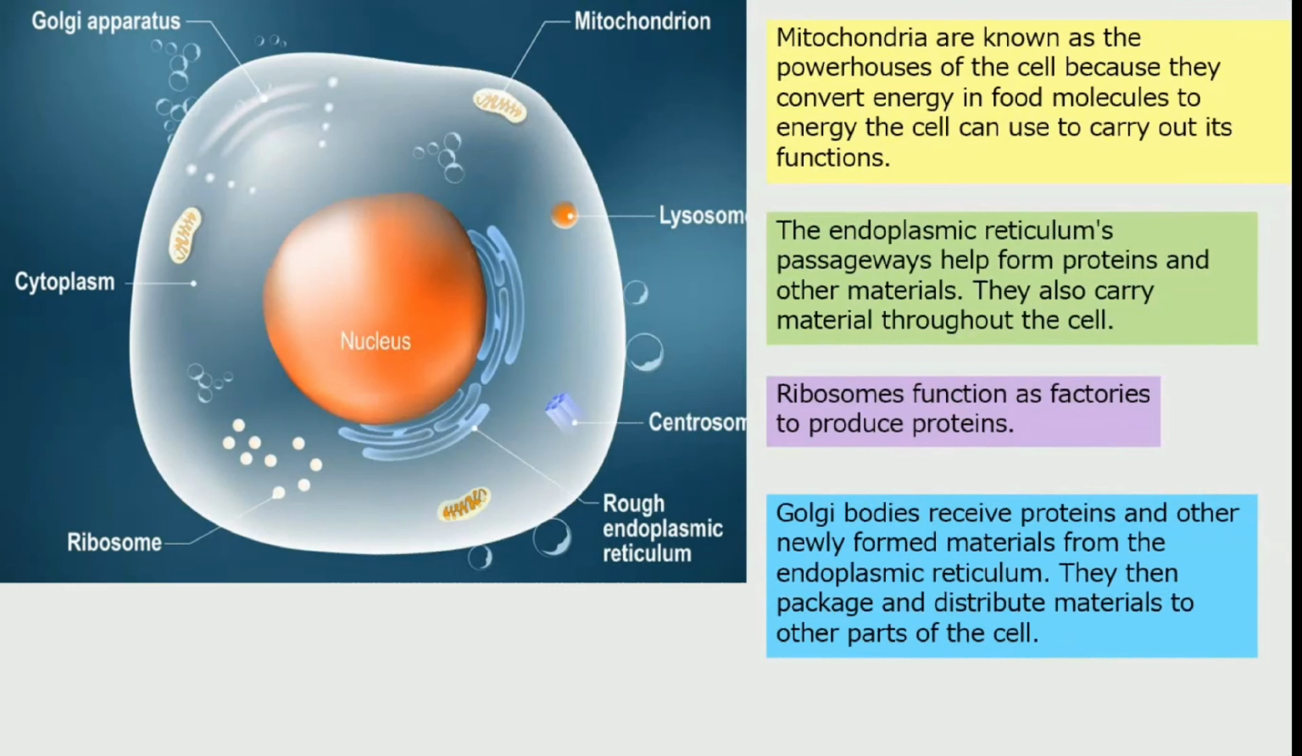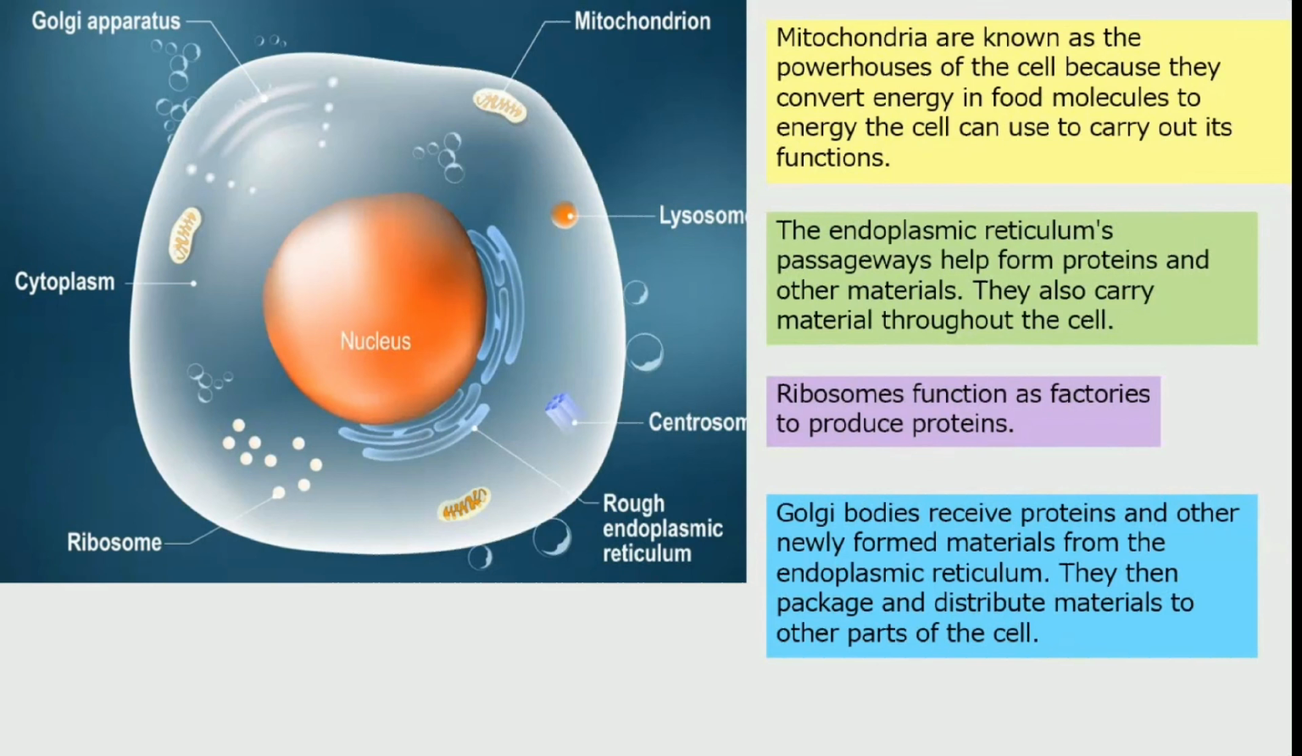Ribosomes. Attached to some surfaces of the endoplasmic reticulum are small grain-like bodies called ribosomes. Ribosomes function as factories to produce proteins. Some newly made proteins are released through the wall of the endoplasmic reticulum.